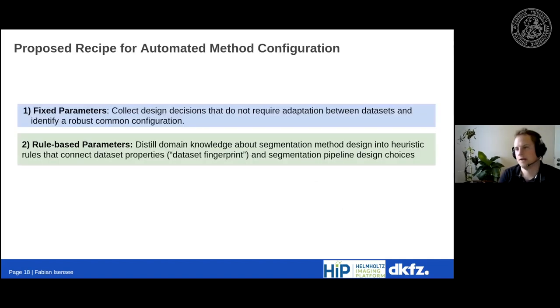So then the, I would say, more interesting part of nnU-Net are what we call rule-based parameters. And here, our goal is to distill domain knowledge. From essentially me participating in many different segmentation competitions, working with many different segmentation data sets, all this kind of domain knowledge and experience that I gathered working on those, I distill into a set of heuristic rules that connect specific properties of the datasets, which we call the dataset fingerprint, with desired properties in the segmentation pipeline.